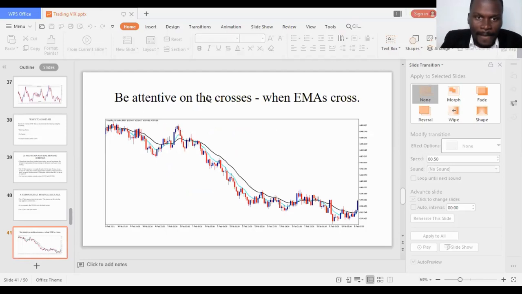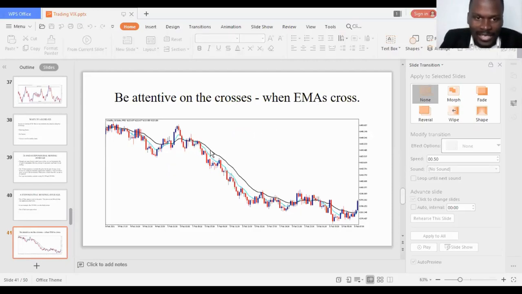Be attentive on the crosses, when the EMAs cross. You can see here, we're in a downtrend. When price crossed this point here, you would have made an entry there. You would have entered the trade at that point and gotten all these pips.